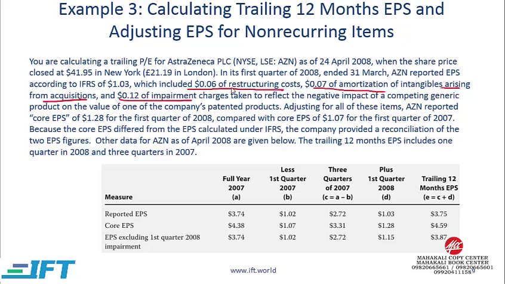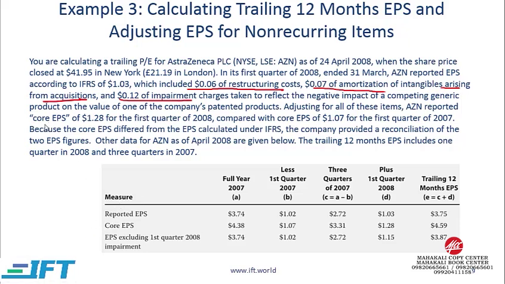What you will notice here are several one-off charges. So a 0.06 per share charge for restructuring, 0.07 amortization of intangibles arising from acquisitions. There's an impairment charge. So does it make sense to potentially adjust out these numbers when making forward-looking projections or when making comparisons? The answer is yes. And here is what the company has done.